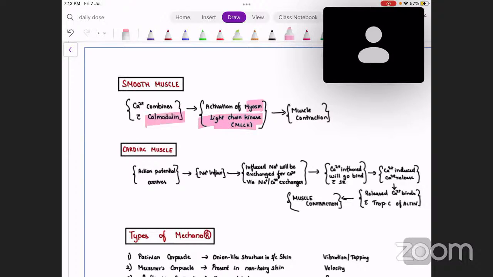The protein which mediates the smooth muscle contraction is a very, very important question, which is the calmodulin protein.